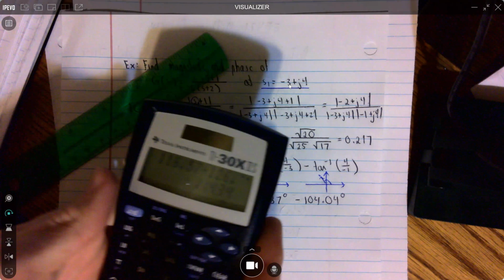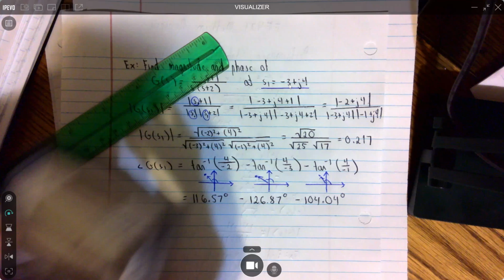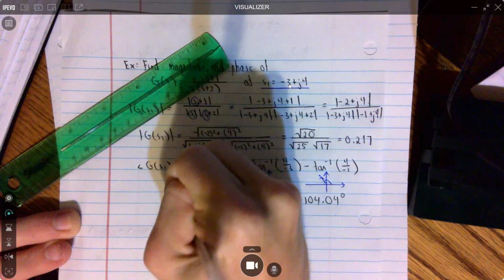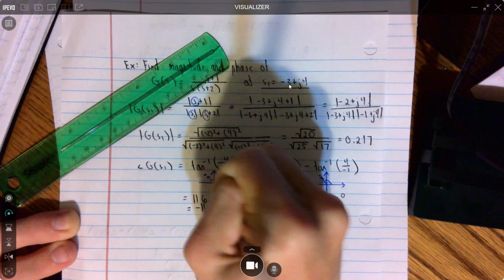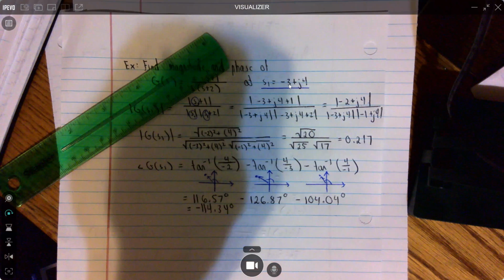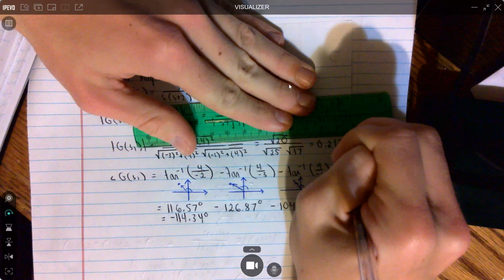You get -114.34 degrees. Okay, so that is our phase. So we found the magnitude and the phase.